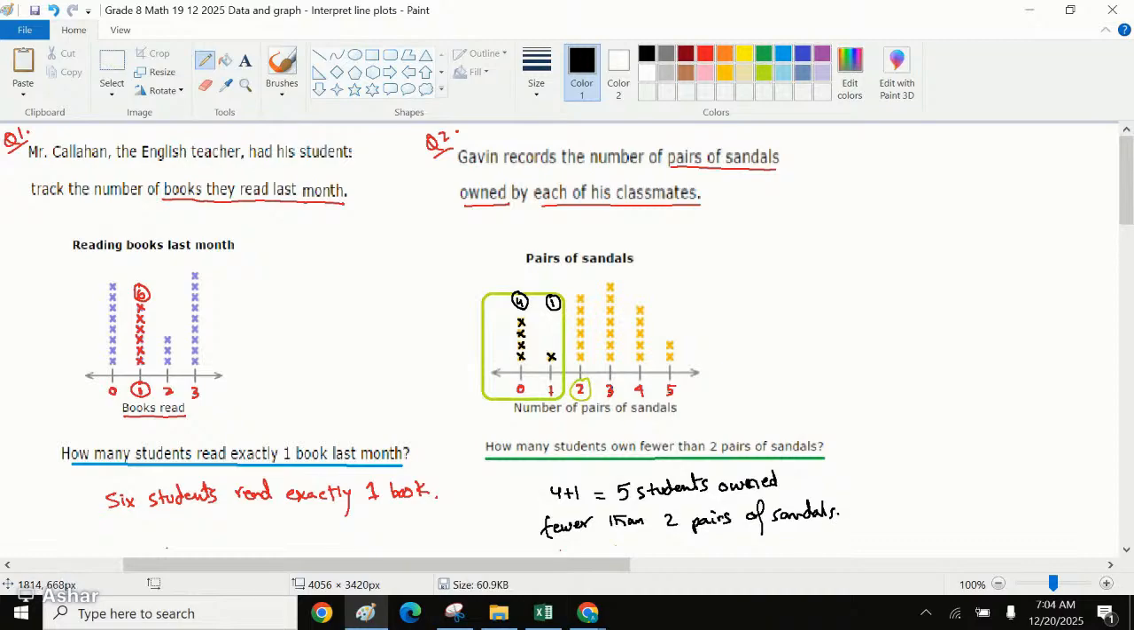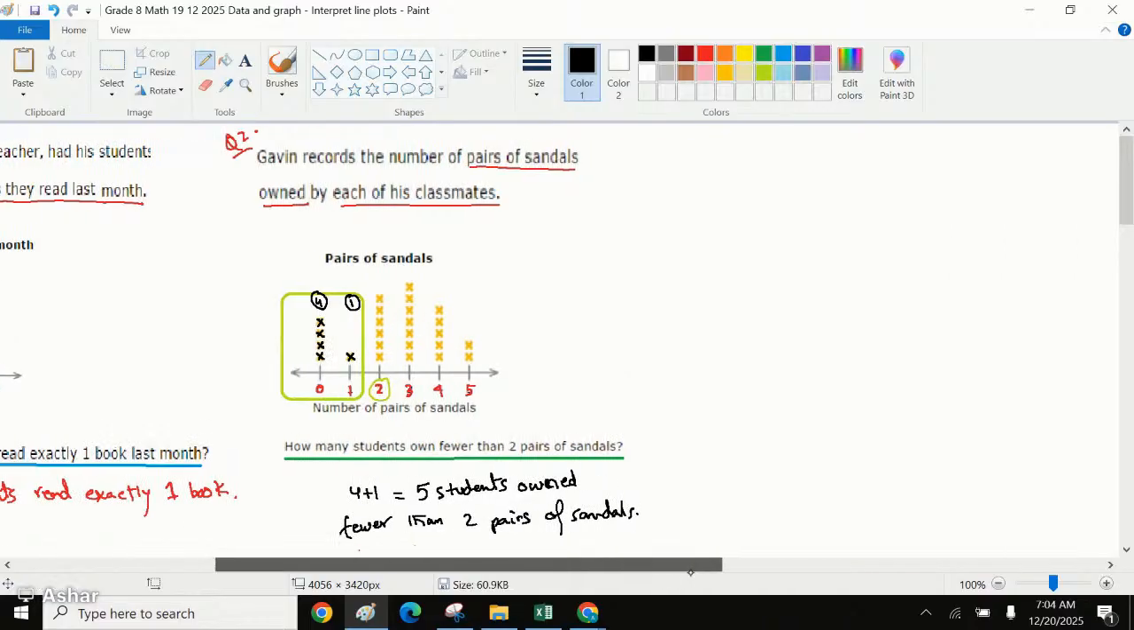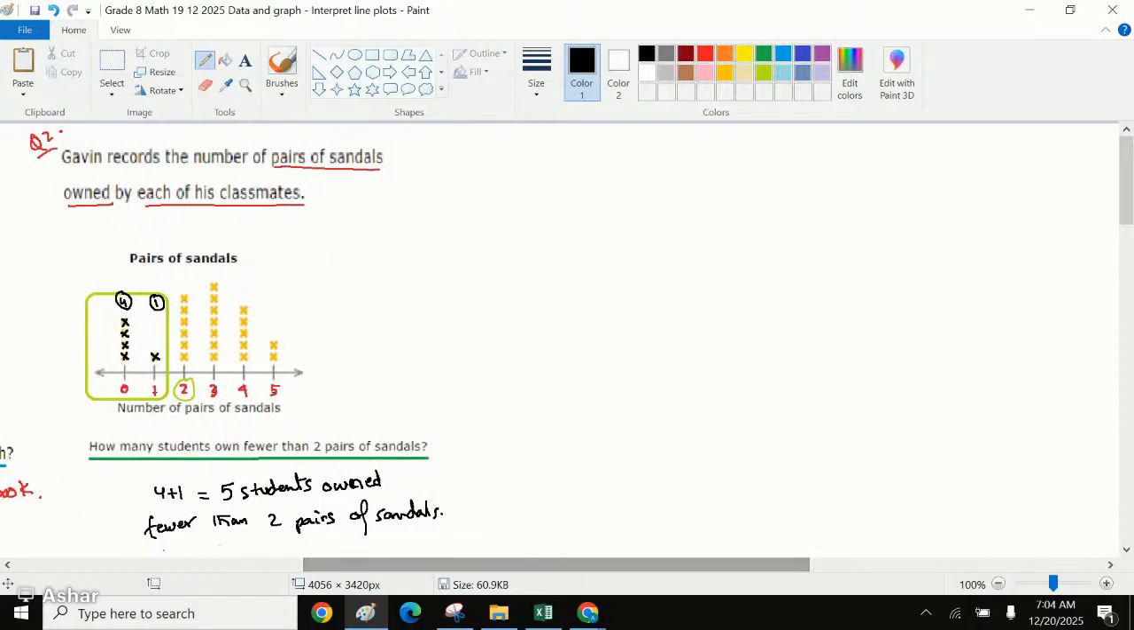So in this question, what we need to see is if the question had said 2 or less, then 2 would be included. But they said only fewer than 2. So only the numbers that are fewer than 2 would be included. Okay. Do we have any question on this? Okay, good. Let's move on.